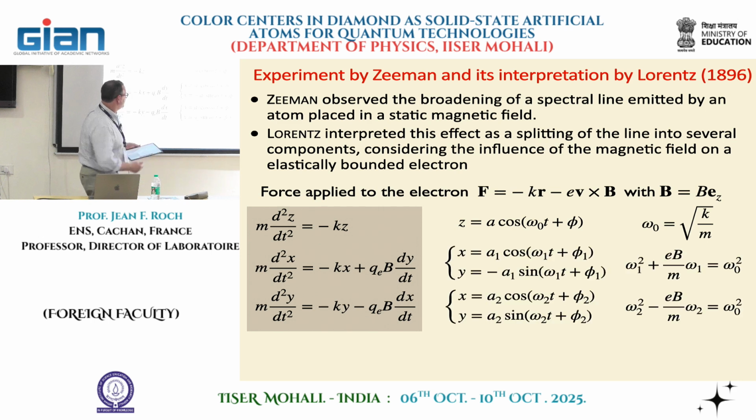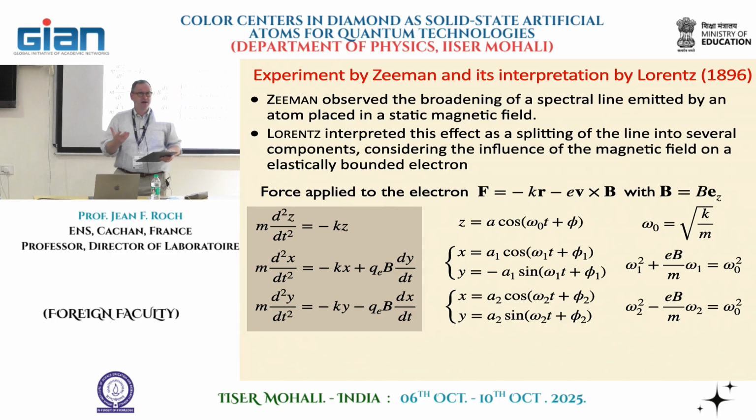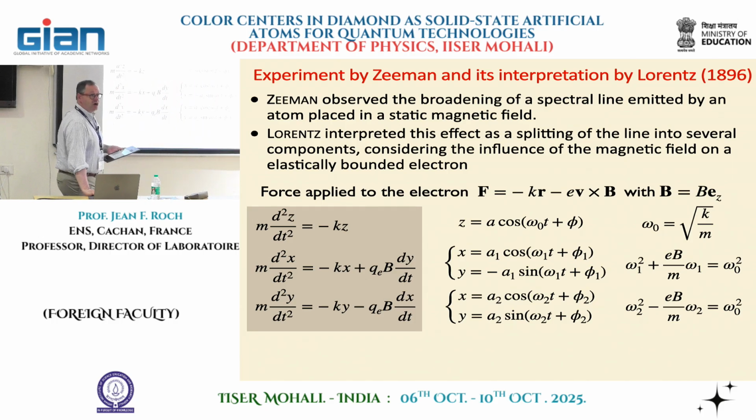And for x and y, you have coupled terms that are somehow circular orbits of the electrons, with different frequencies, omega 1 and omega 2. So you have 3 frequencies of the system. Only one frequency, omega 0, if the magnetic field is equal to 0, and now 2 other frequencies appear if you apply a magnetic field.